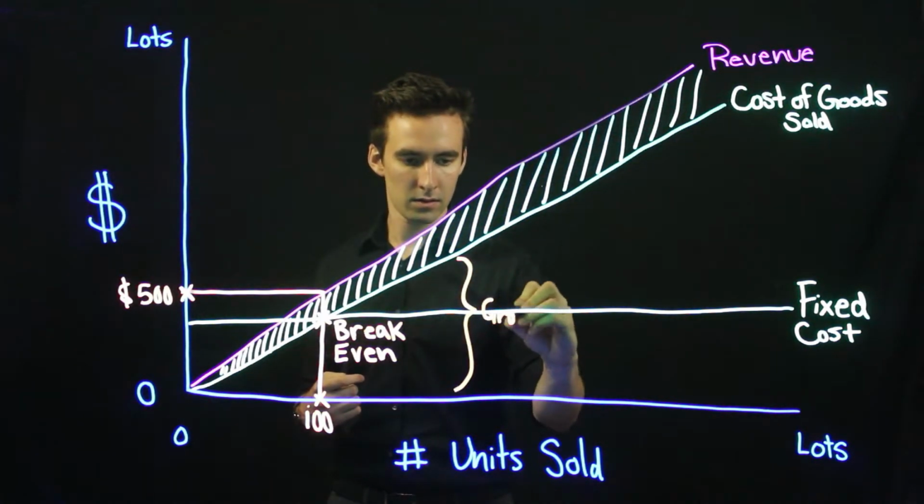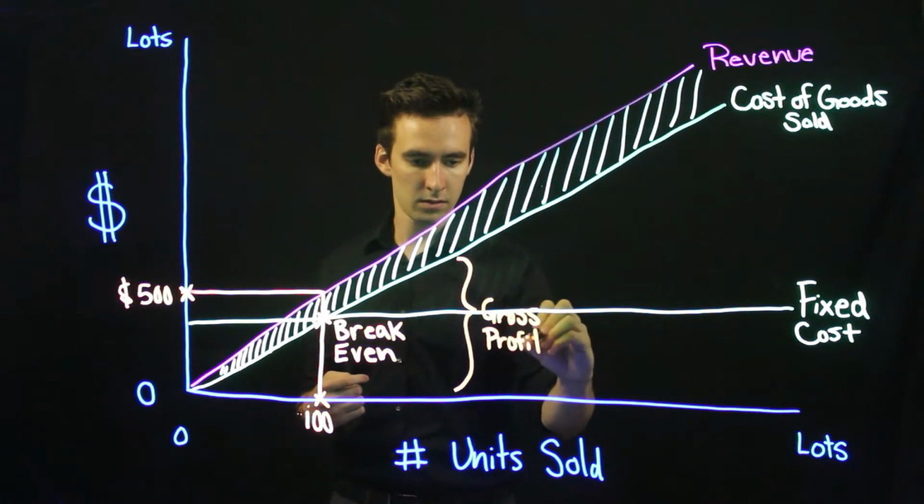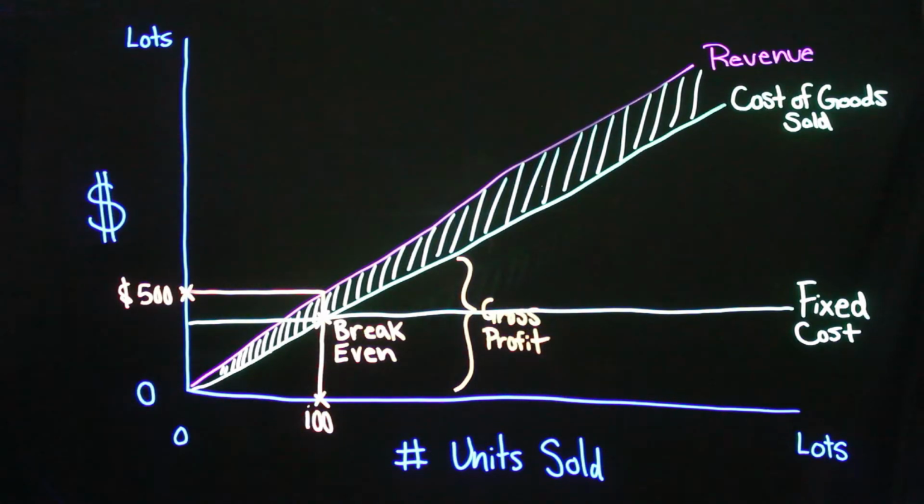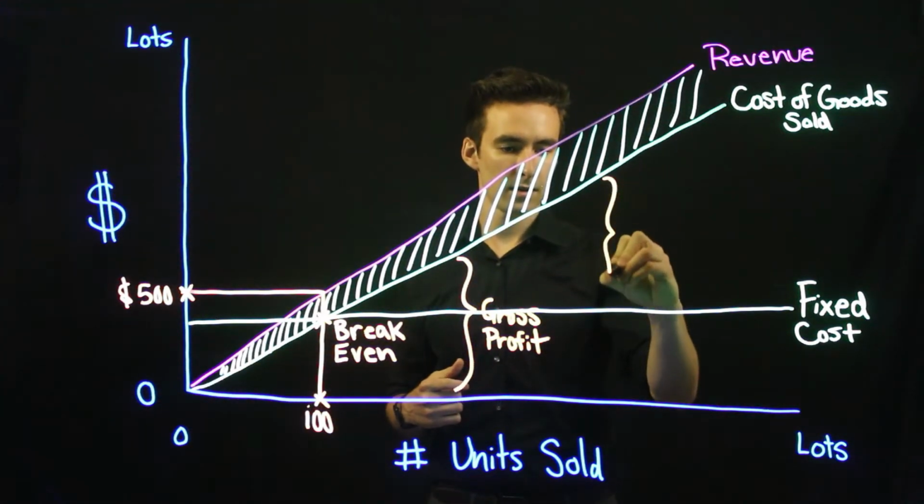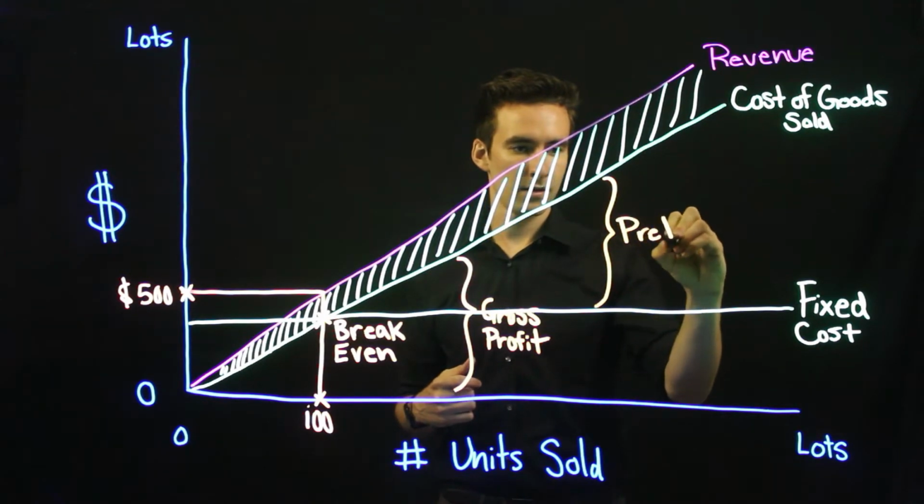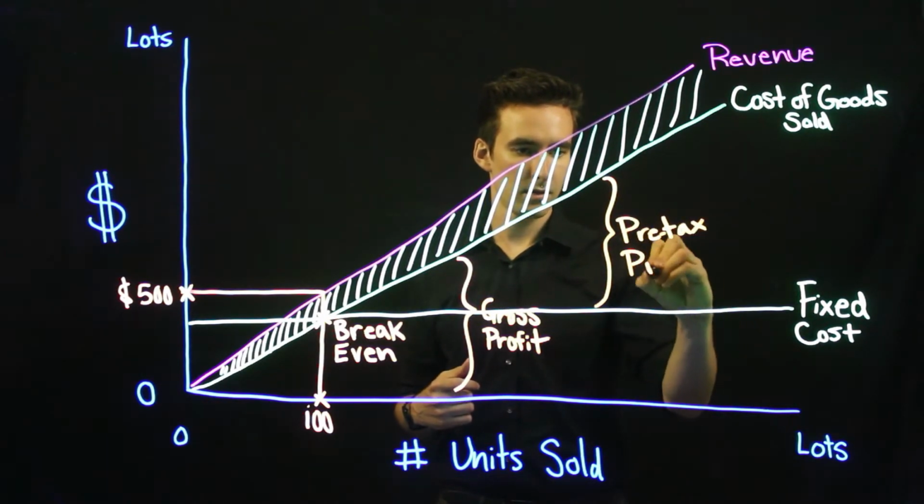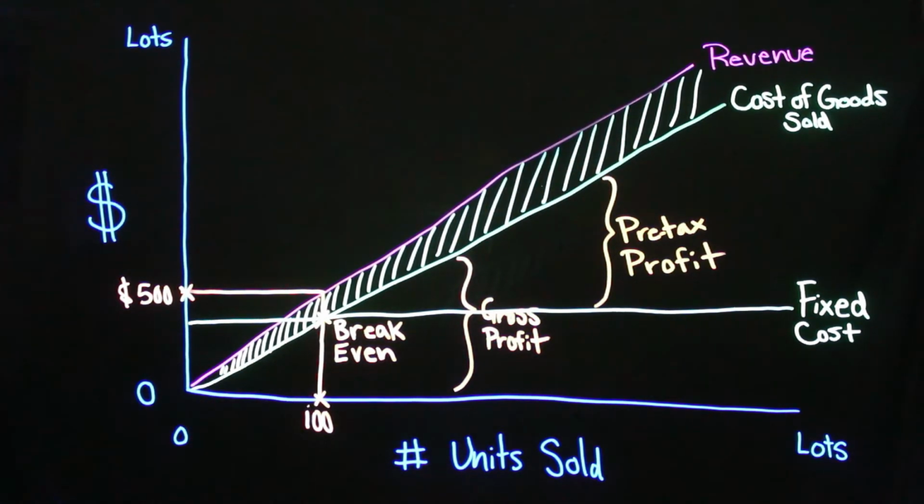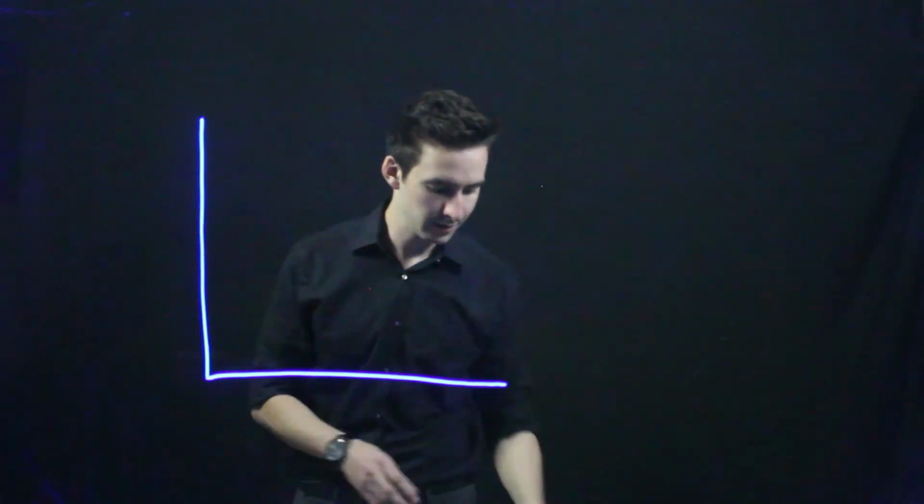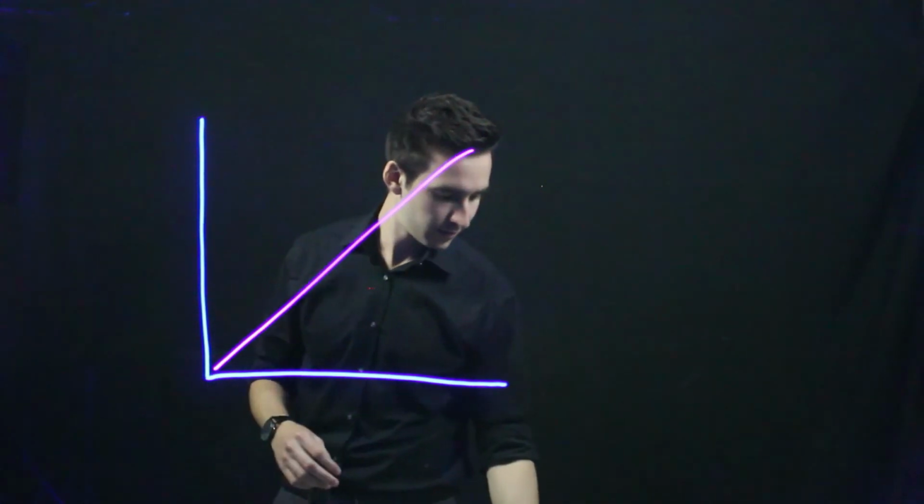Gross profit is determined by subtracting our cost of goods sold from our revenue. This is the amount of money we have to cover all of our other expenses. On this graph, you can see gross profit as the space below cost of goods sold. Finally, we can also see our pre-tax profit. This is the money we have left over after paying both our variable and our fixed costs. This is shown as the space between fixed costs and cost of goods sold. Now we have a simple way to display the cost structure of our brewery.